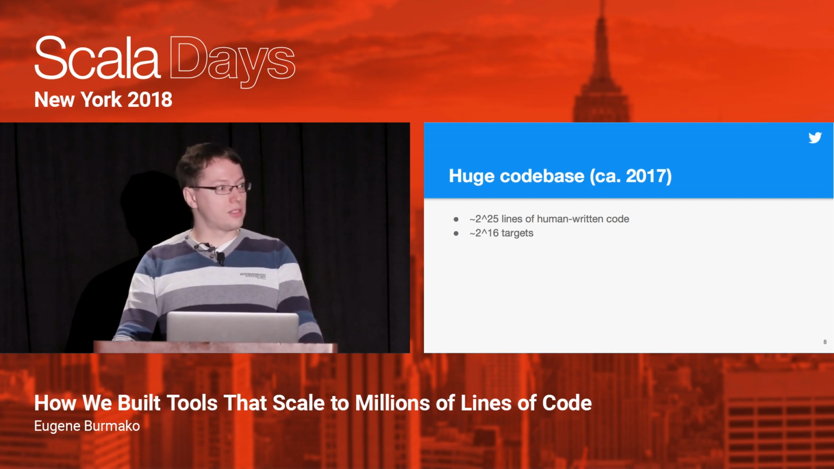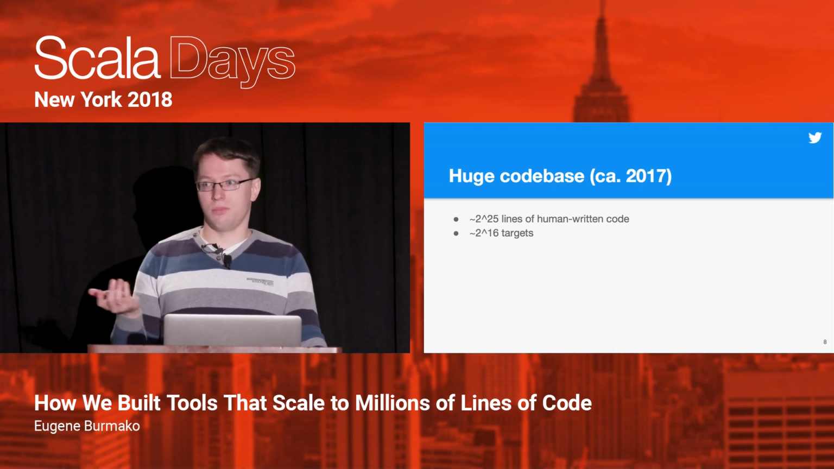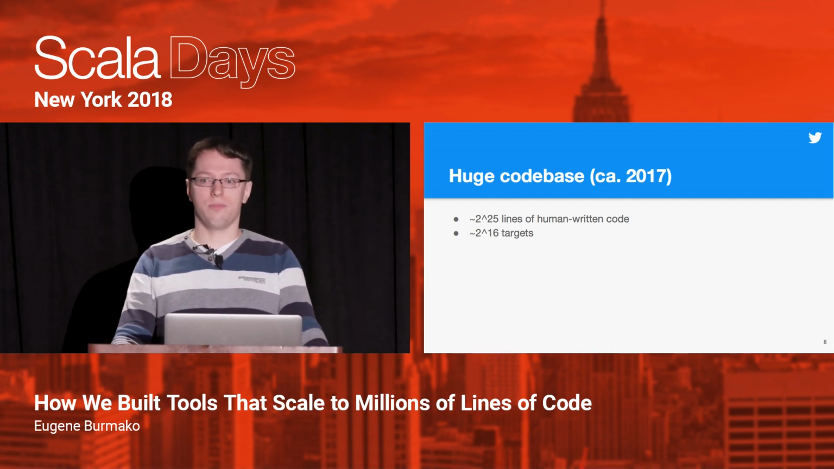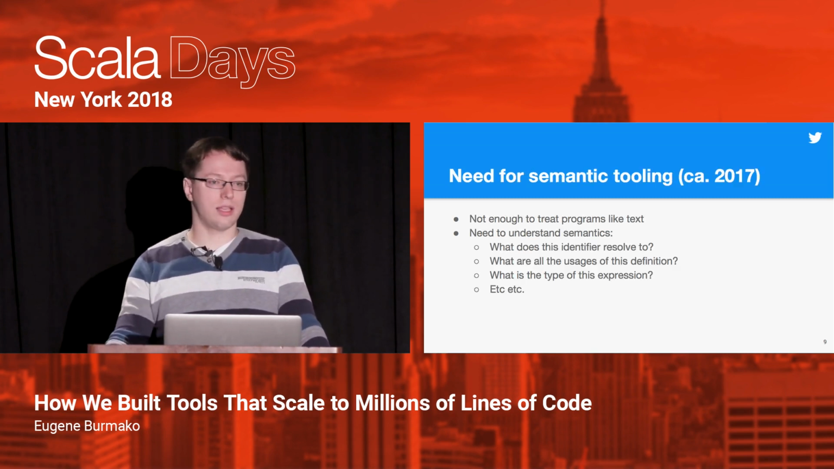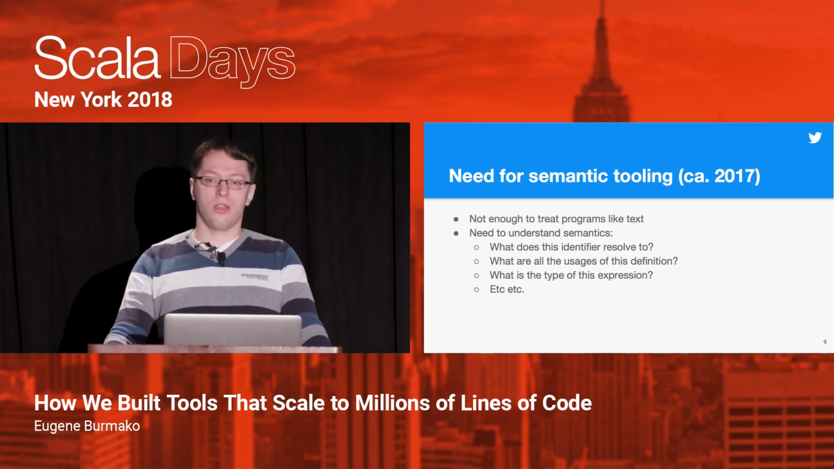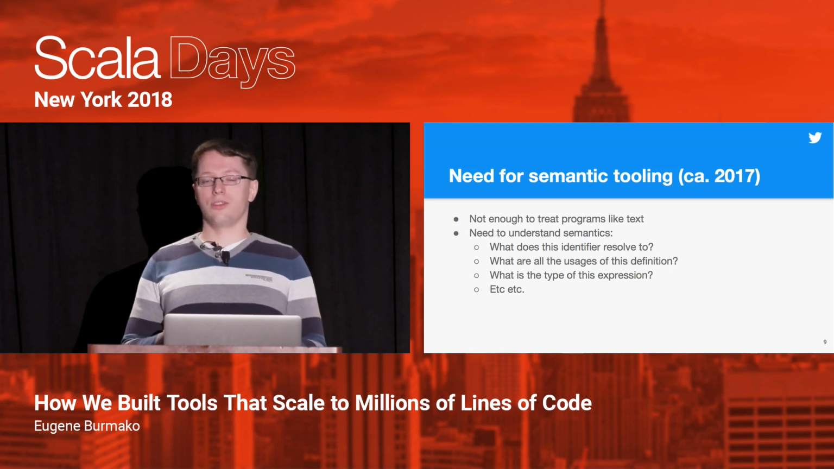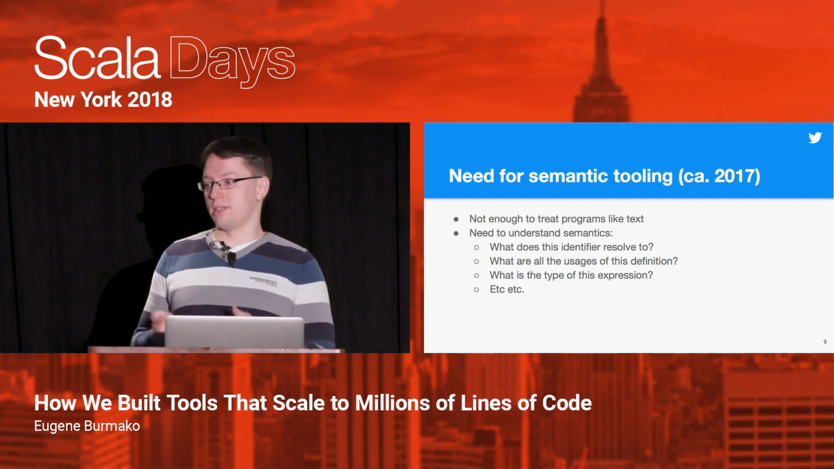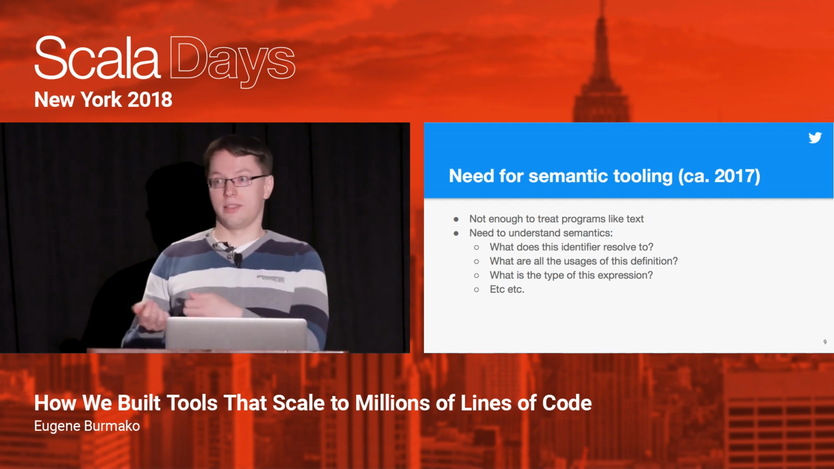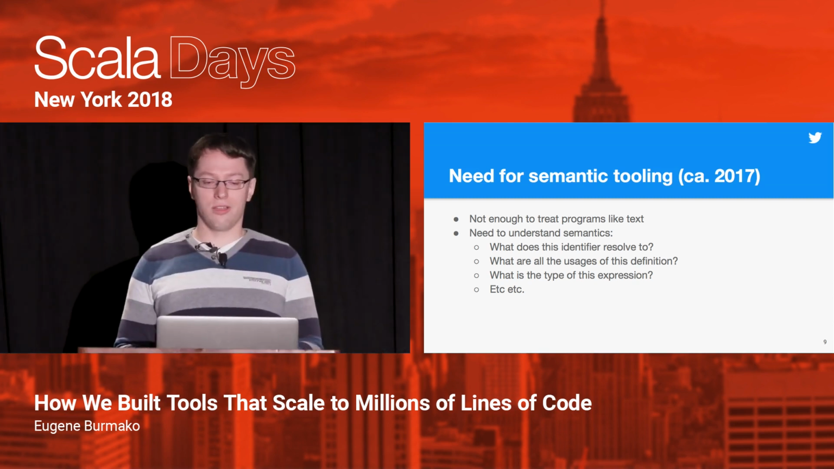This code is organized in tens of thousands of so-called targets, which are lightweight projects, units of compilation in the terminology of Pants, the build tool that we're using. And clearly, to be productive in a code base like this, we need smarter tools, something that we call semantic tools. These tools need not only to look at the syntactic structure of the program and the text, but also be able to answer questions like, what does this identifier resolve to? Or, what's the type of the expression? Something that you typically expect from an IDE, but on a larger scale.